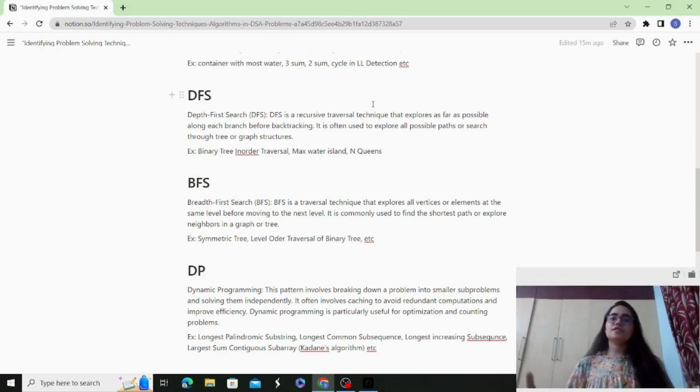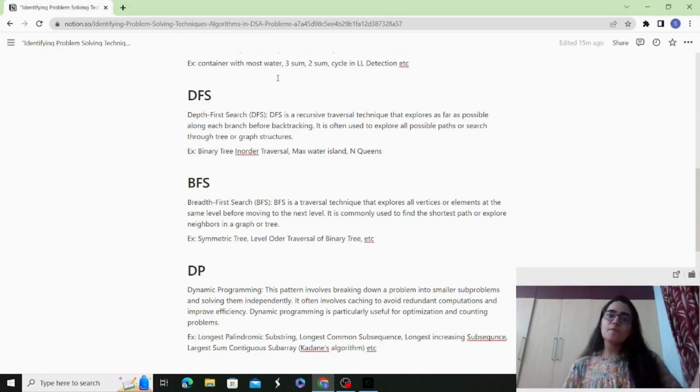Recursion is, in a data structure question, you have something called the iteration approach and the recursion approach. Recursion is where you are calling the function again. A function calling itself is called a recursive function. So it's a recursive traversal technique. A repetition is involved that explores as far as possible. Now, when I said as far as possible, it is depth wise. That is, the name says depth first search.